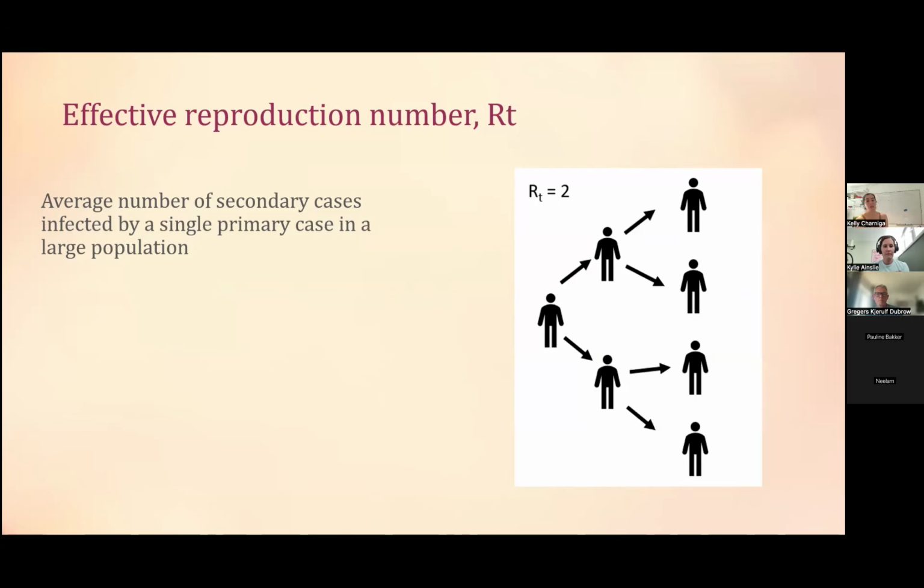And this number is a threshold. When it's more than 1, your epidemic is growing, and when it's less than 1, the epidemic is declining. So we want to know what this number is and tell us about how a pathogen is behaving in a particular population.